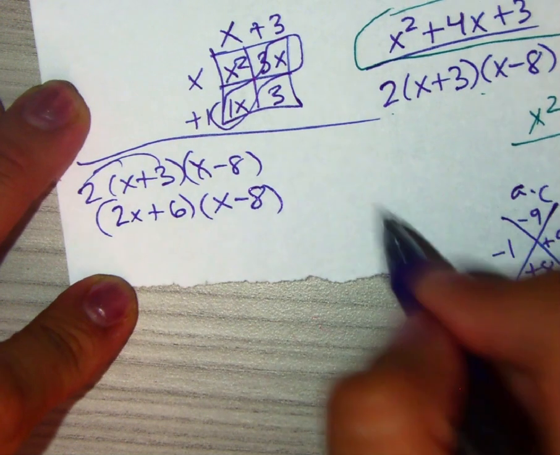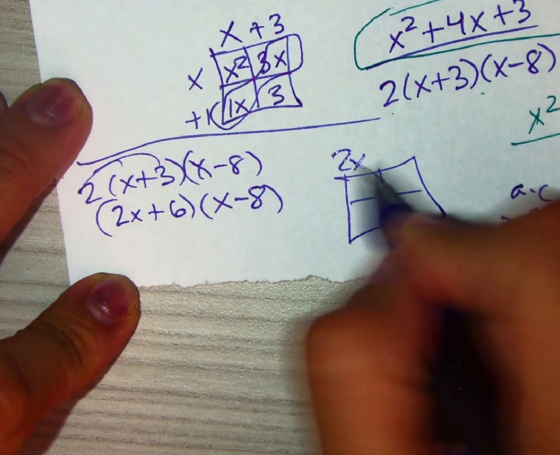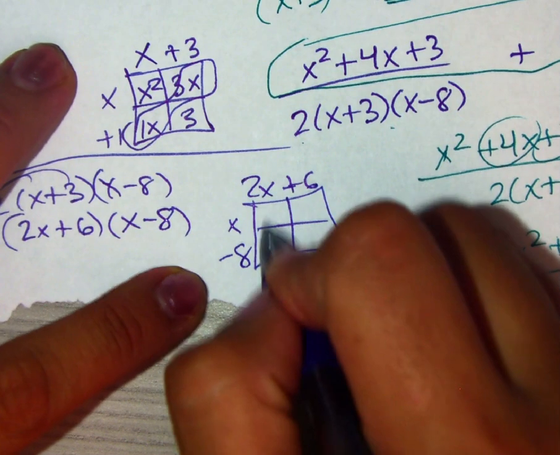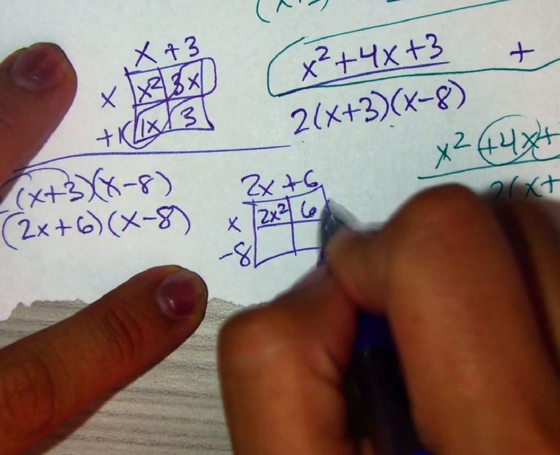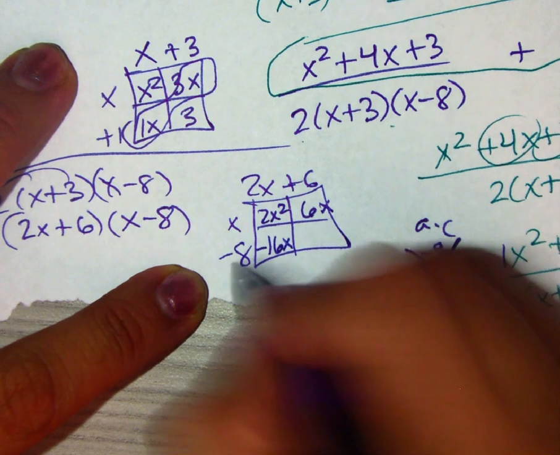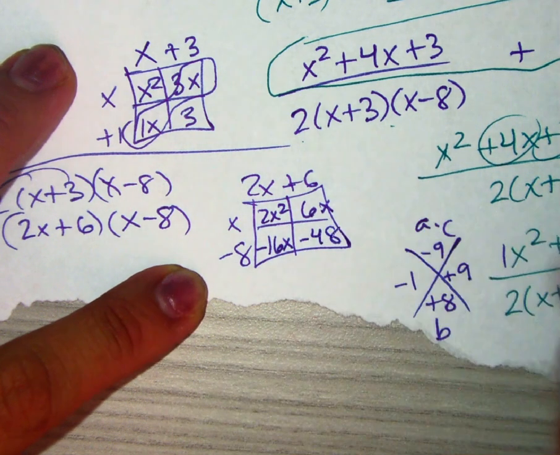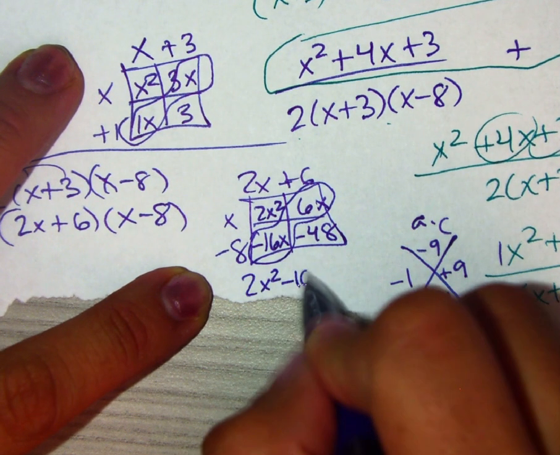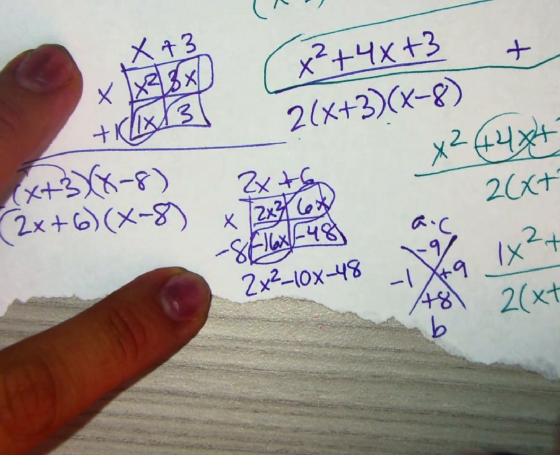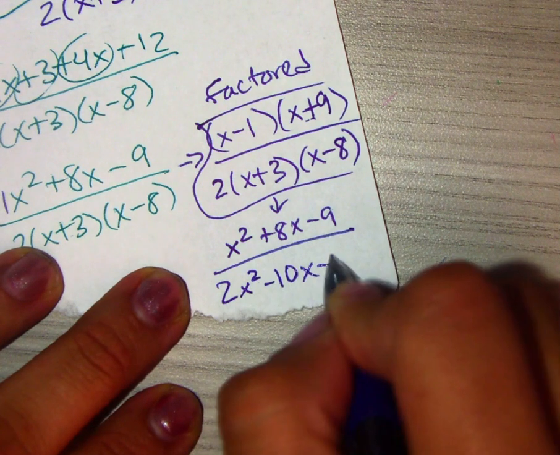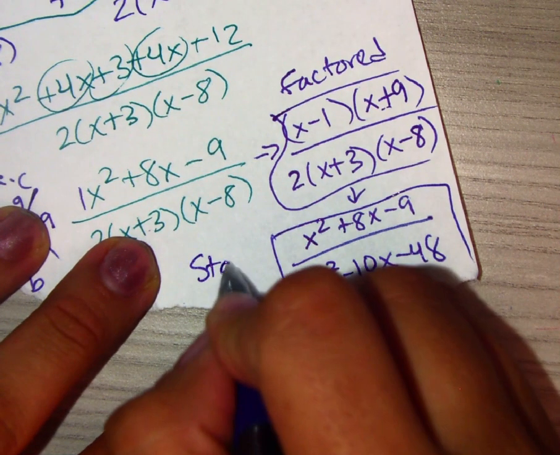And then now we do the box method for 2x plus 6, x minus 8. So 2x times x is 2x squared. 6 times x is 6x. 2 times negative 8 is negative 16x. And 6 times negative 8 is negative 48. You combine like terms, and you end up with 2x squared minus 10x minus 48. So I'm going to write that down here. 2x squared minus 10x minus 48. And this will be your standard form.